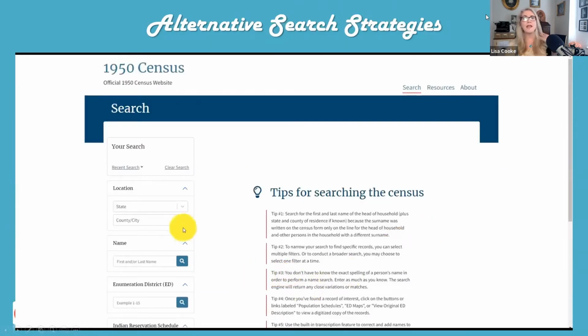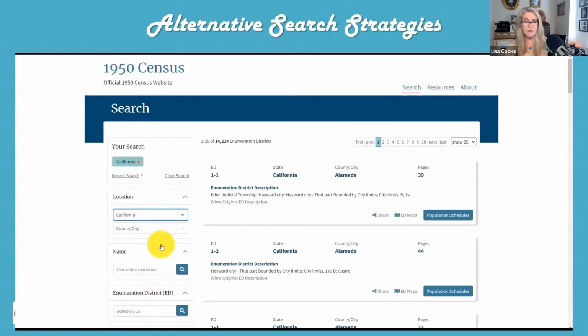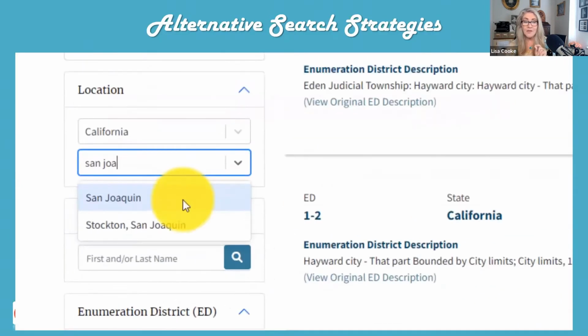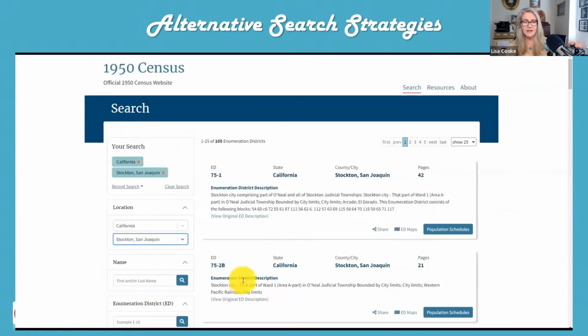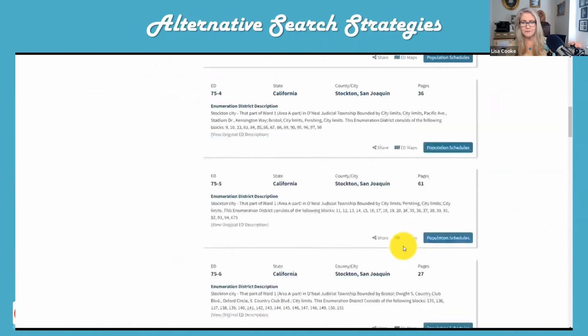I have another set of grandparents, the Burketts, and they were in California. So I'm going to pull up California first. You can see there's 14,000 plus enumeration districts, so I need to get down to the county. I start to type in San Joaquin, because they lived in Stockton, which is a pretty big city, and there are some very rural areas around it. I'm going to select Stockton, San Joaquin, because that is one of the options. Typing in and picking from the list is really a good way to go.